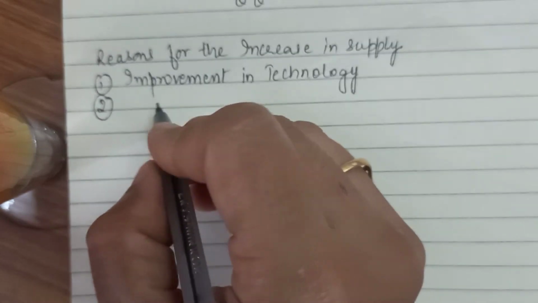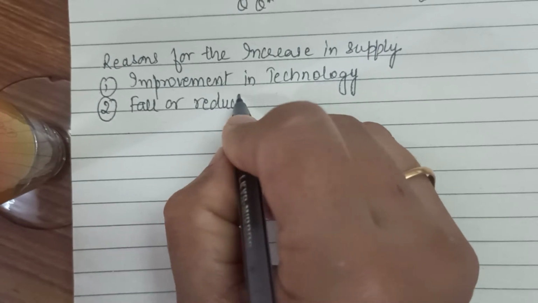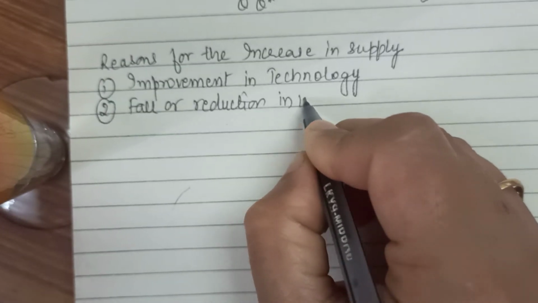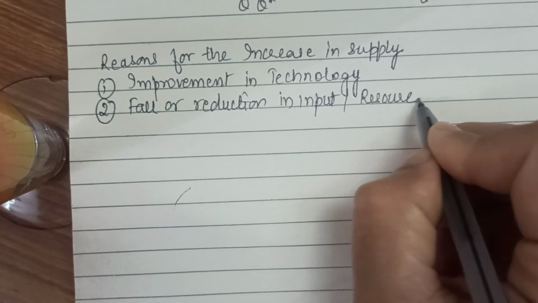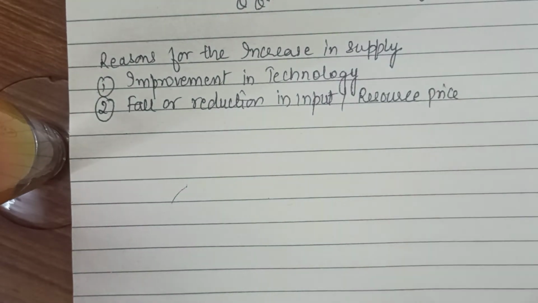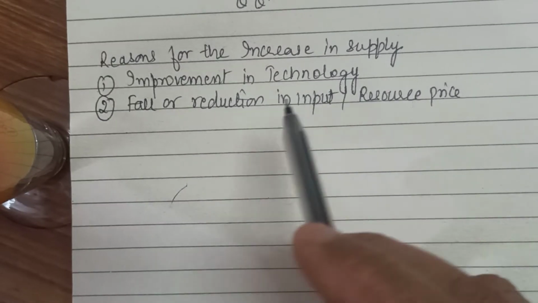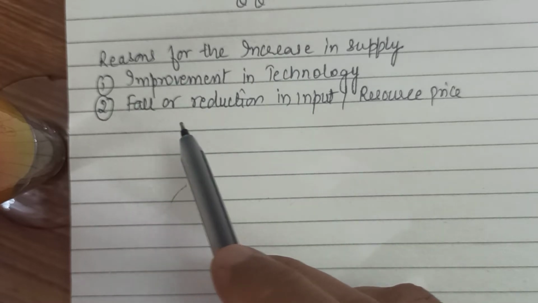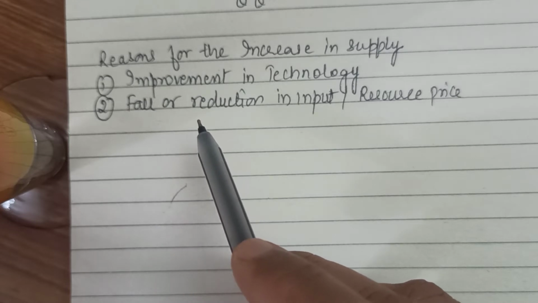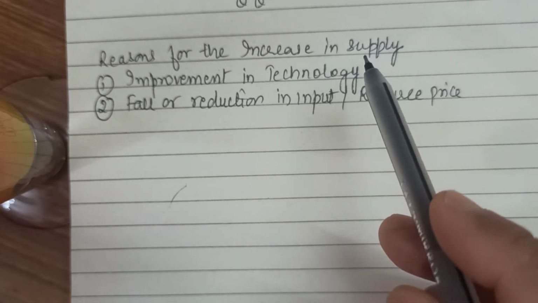Second, fall or reduction in input or resource price. It means whatever inputs, whatever factors of production, whatever resources were used for producing that good, its price fell. It became cheap. So that cheap input was used in the production, and because of that the supply increased.